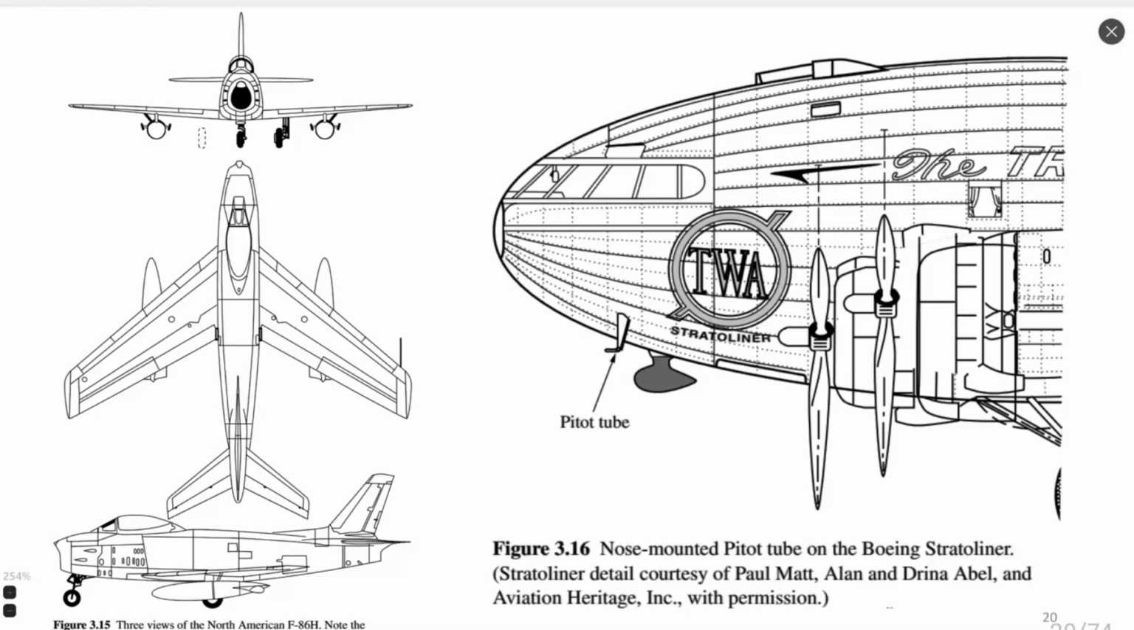Pitot tubes are usually installed in different positions on the airplane. You can see here on figure 15, it's on the tip of the wing, as may be seen here. So in such a case, we measure the velocity of non-disturbed flow. And also the Pitot tube could be installed on the fuselage of the airplane, as you may see here.